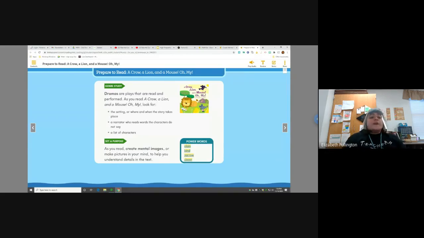It says we're going to prepare to read A Crow, a Lion, and a Mouse. Oh my. It says genre study. So genre study is the type of story that we're reading. What is the type of story that we're reading? Well, what type of story is this? Thank you for raising your hand, Sydney. No, it's not nonfiction. It's a fictional story, which means it's pretend. But what kind of story is this? Look at the story itself.